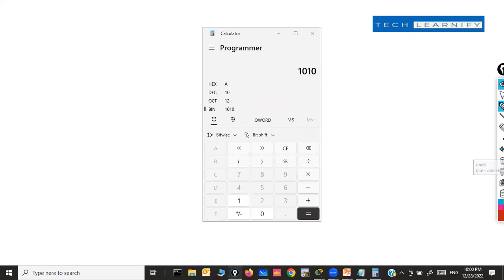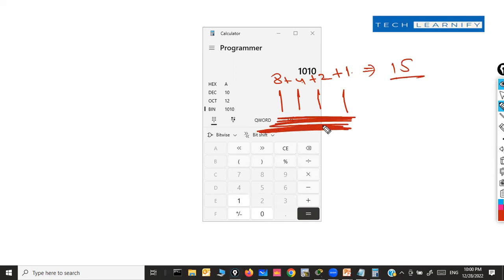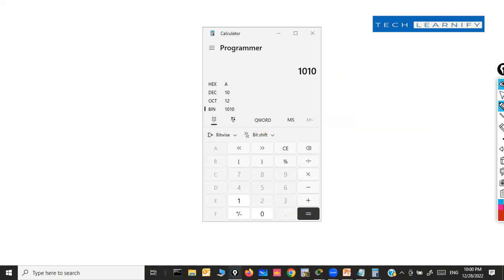Again, if I write down 1 1 1 1, the position values will be 1 2 4 8. I'm taking only 4 bits now, so obviously there is no 0, nothing will get cancelled. Add them together, so 8 plus 4 plus 2 plus 1 is equal to 15. So the decimal value corresponding to the binary 1111 would be 15. Can we check that? Yes. So write down 1 1 1 1, right? And look at this decimal.